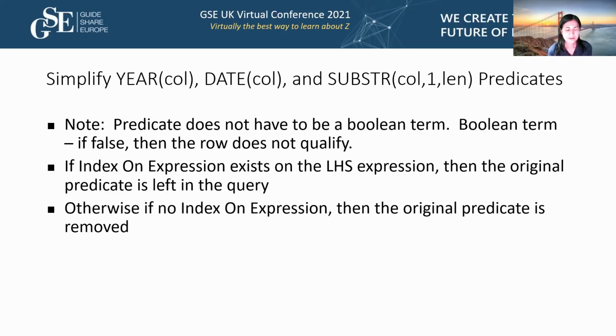So to summarize predicate simplification, Db2 generates an additional predicate for the cases where the predicate contains a year function, a date function, or a substr function. If there's an index on expression on the left-hand side expression that contains the year, date, or substr function, then the original predicate is left in the query. If there's no index on expression on these built-in functions, then the original predicate will be removed.